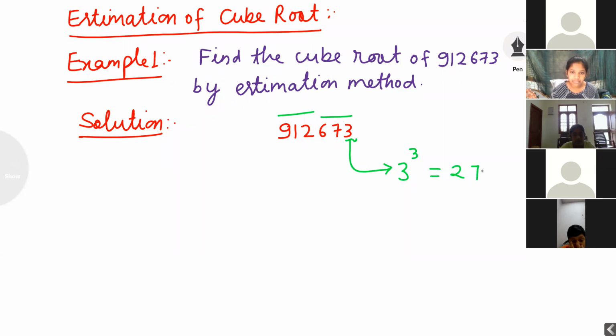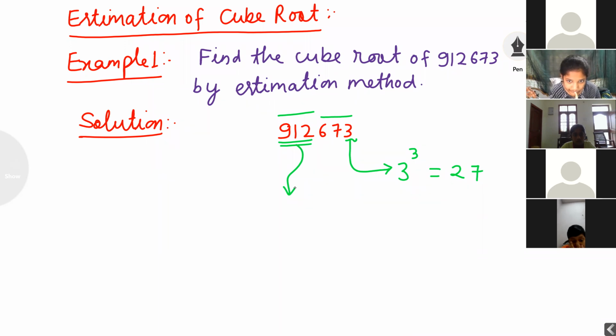3 cube is equal to 27. Listen carefully. First step, I have made the pairs from the right side. After pairing, I have taken the ones place. Unit digit is 3. 3 cube means 27. Next, the second pair is 912. Now I want to check which perfect cube value is coming less than or greater than it.